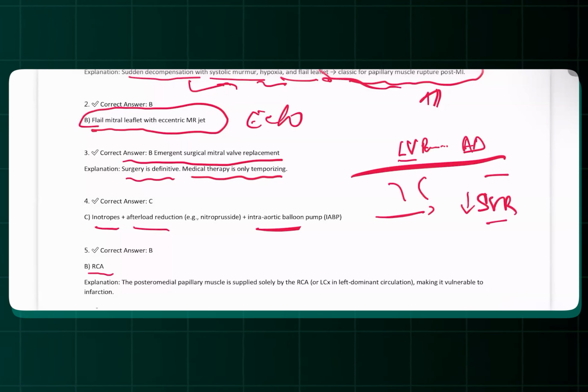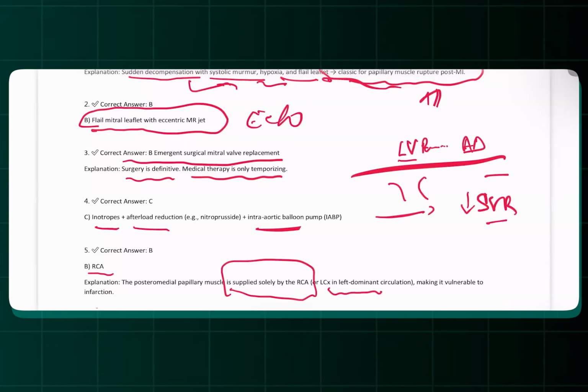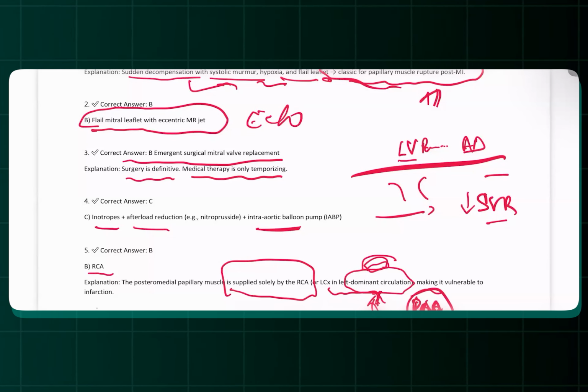It is the RCA, because the posteromedial papillary muscle is supplied only by the RCA, or the left circumflex in left dominant circulation. How do you define dominant circulation? Anyone? Whichever artery gives rise to the posterior descending artery determines the dominance of the circulation, making it vulnerable to infarction. So it is usually the RCA which causes this.